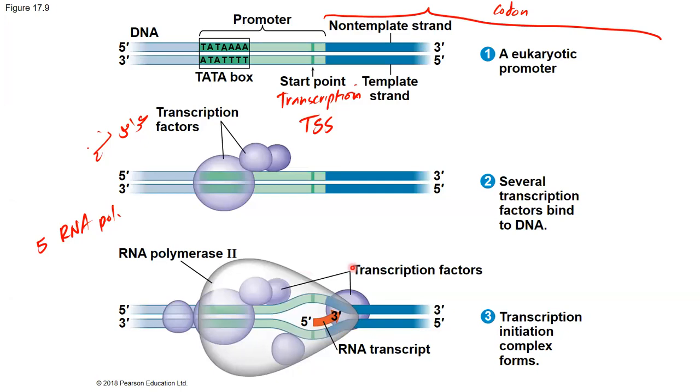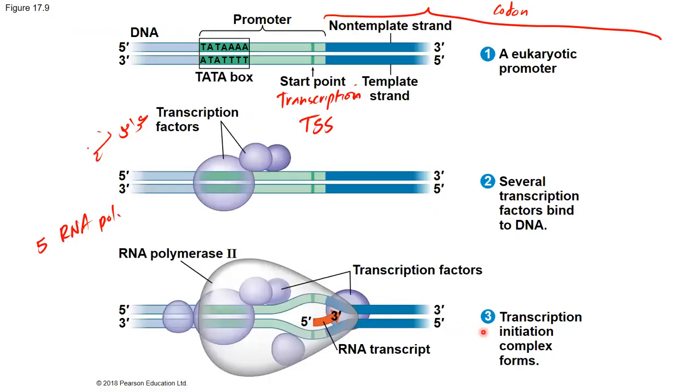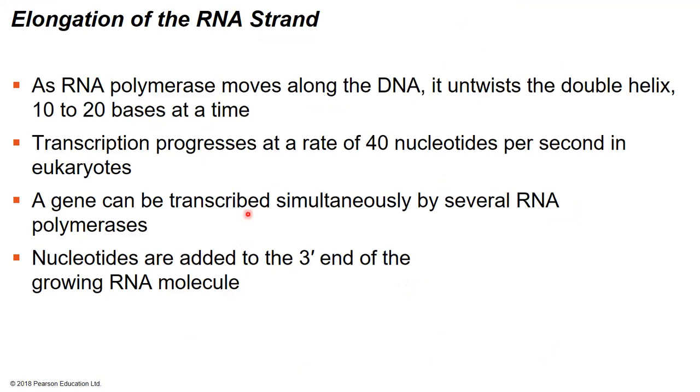The next step is elongation. In elongation, the RNA polymerase starts moving downstream, in this direction, downstream of the promoter region, and starts polymerizing, or synthesizing, the RNA transcript. The rate of transcription is 40 nucleotides per second. So the RNA polymerase synthesizes 40 nucleotides per second.